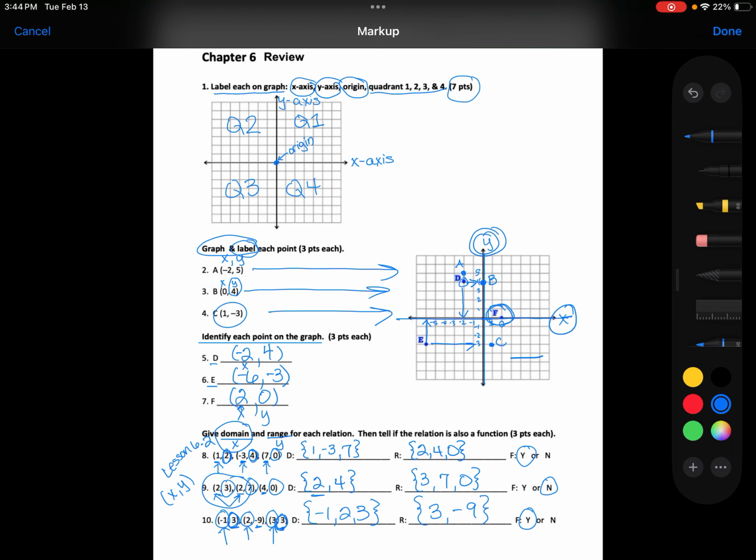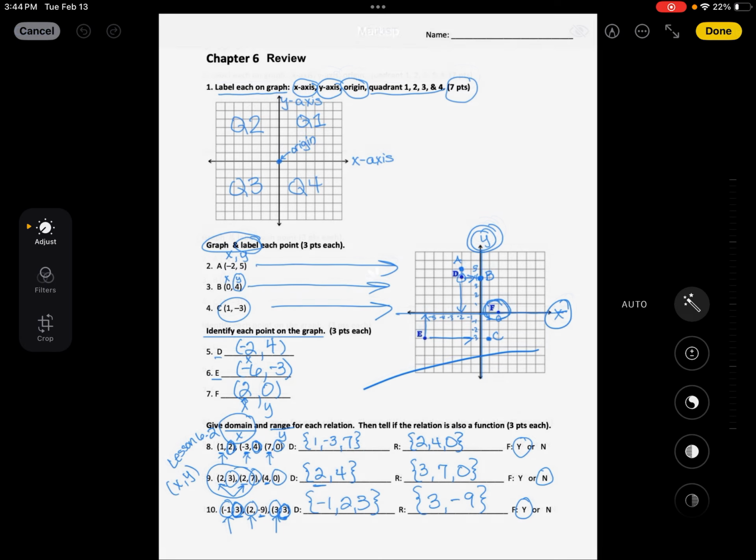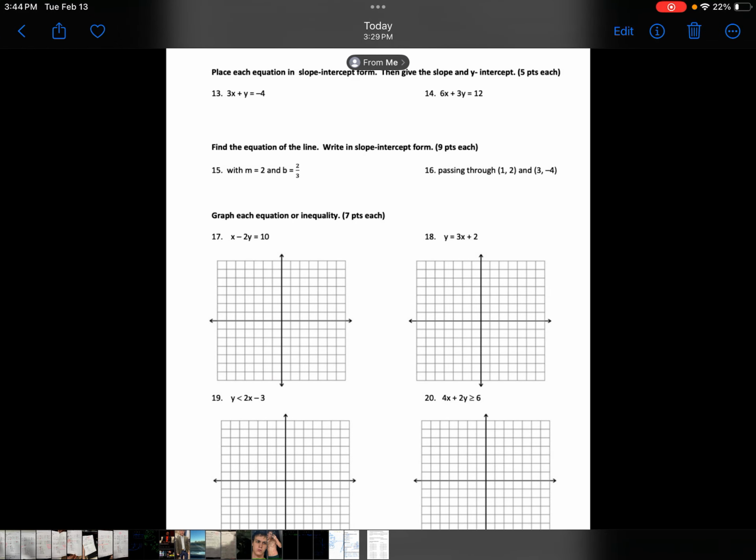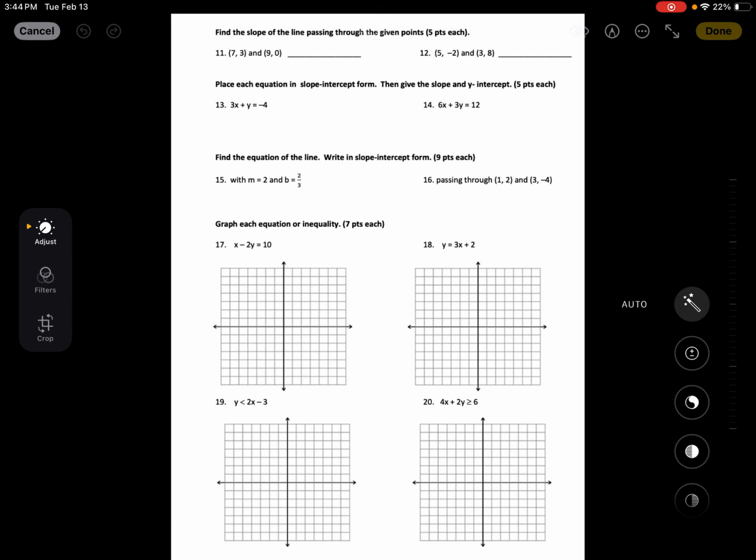Okay, now, let's see if I can figure out how to do this. Okay, we're going to move on to the next one. The next page. Oops.